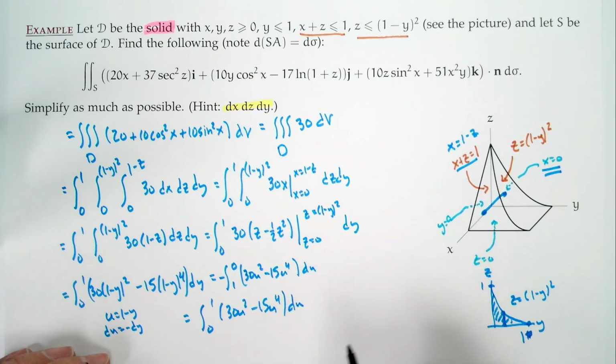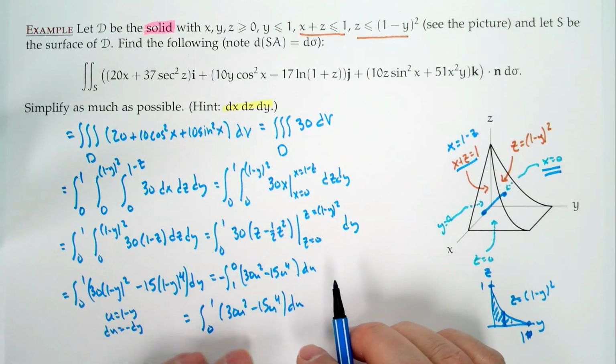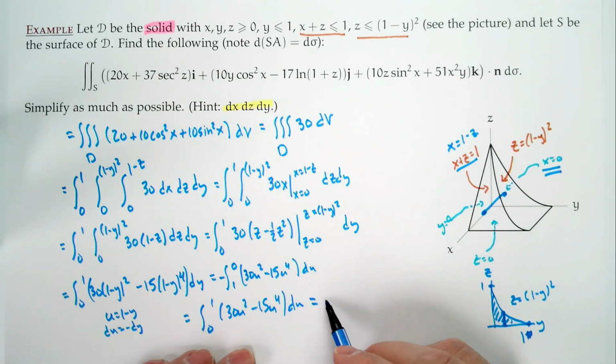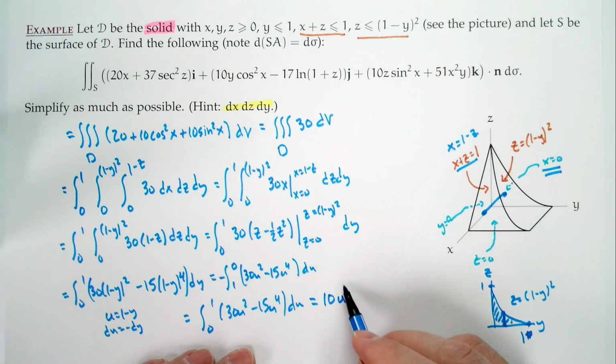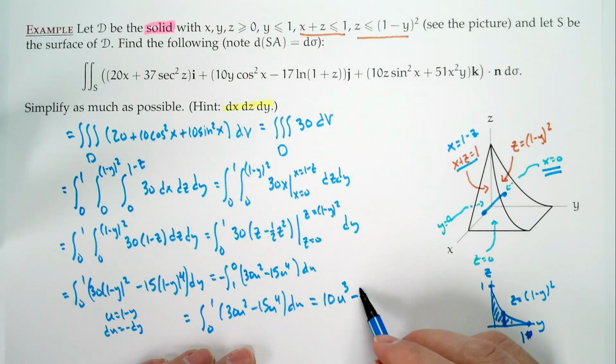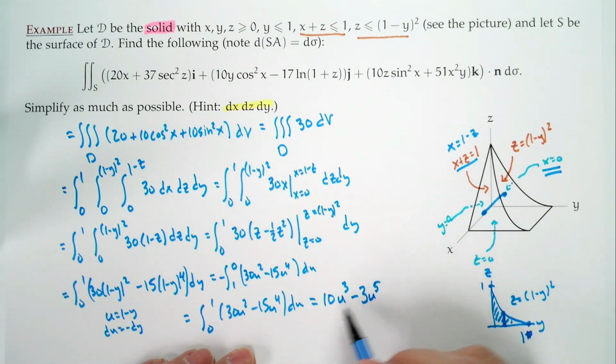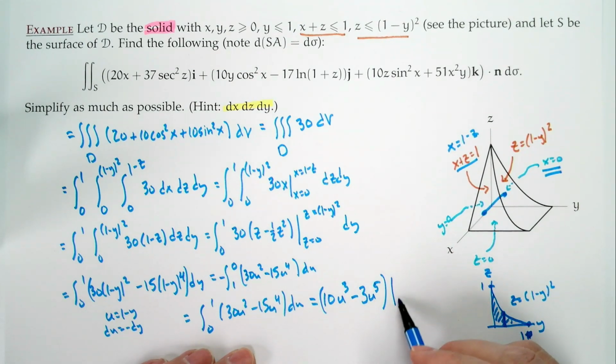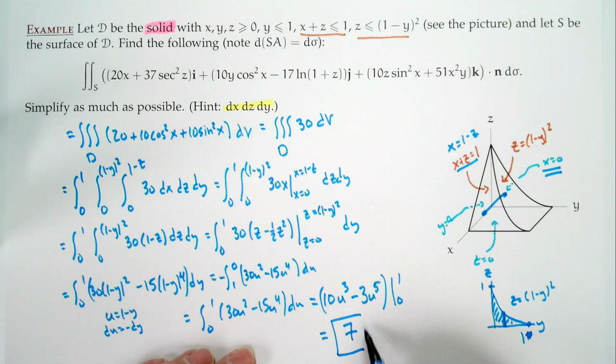Okay, well now it's not so bad. So what's the integral of 30u squared? Well, the answer is it's 10u cubed. The integral of 15u to the 4th, well, that would be u to the 5th, but divided by 5. So minus 3u to the 5th. And evaluate 0 to 1. If you plug in 0, you get 0. Plug in 1, you get 10 minus 3, also known as 7.